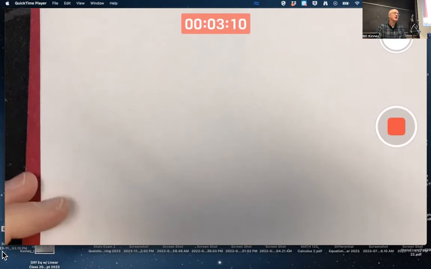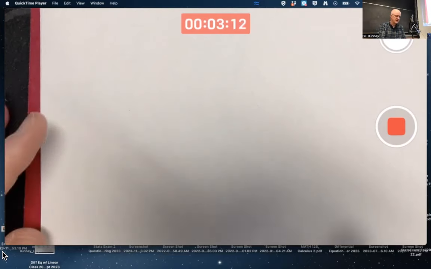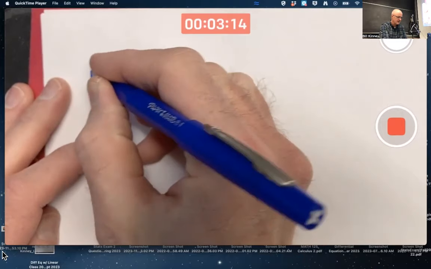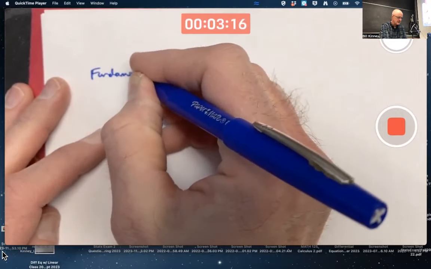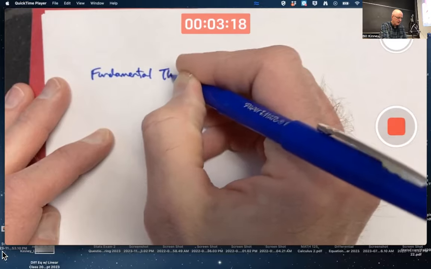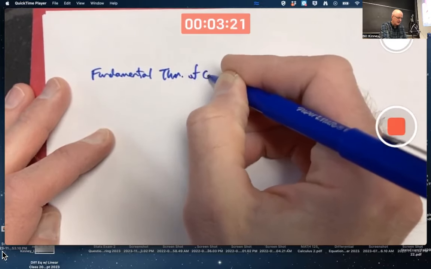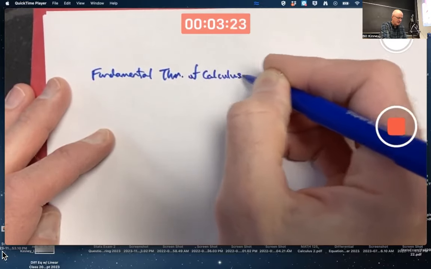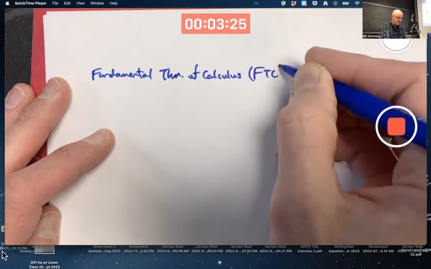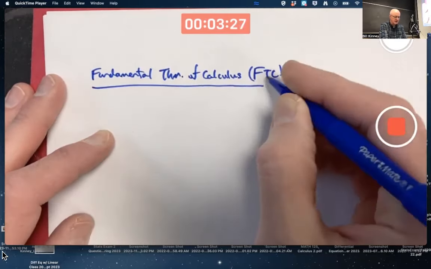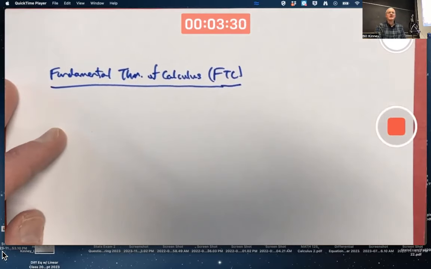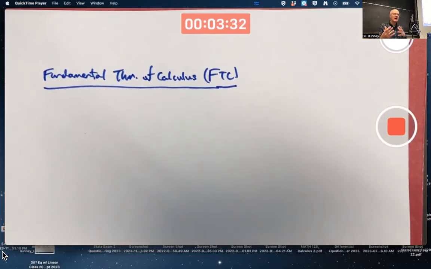Let's go ahead and write down the fundamental theorem of calculus fully here. The fundamental theorem of calculus, FTC for short, being a theorem, is a statement with an if clause and a then clause: hypotheses or premises that come after the if, and a conclusion that comes after the then.